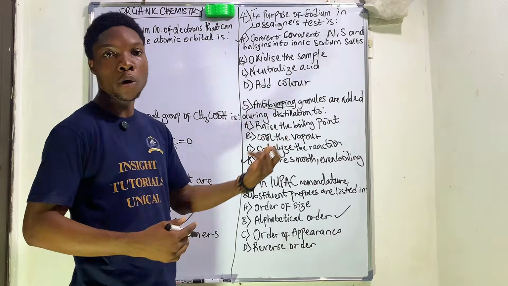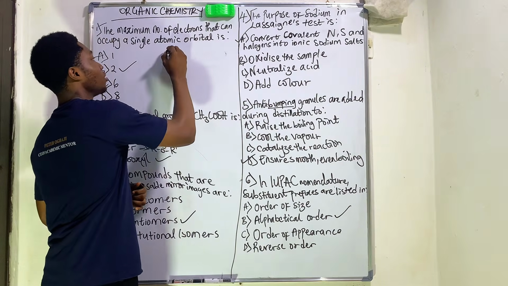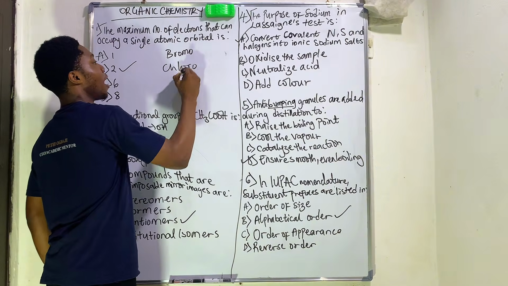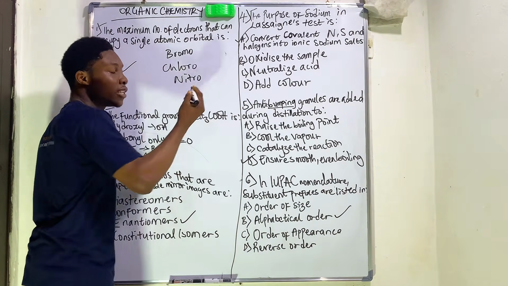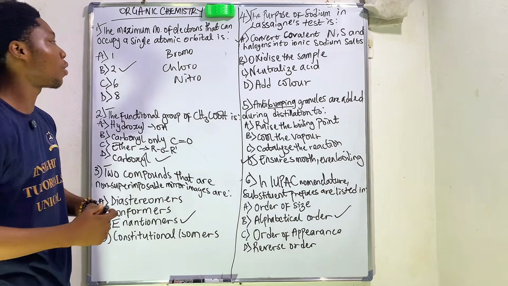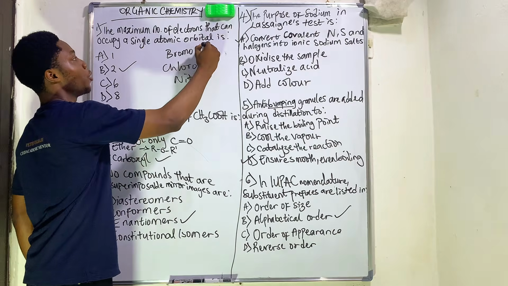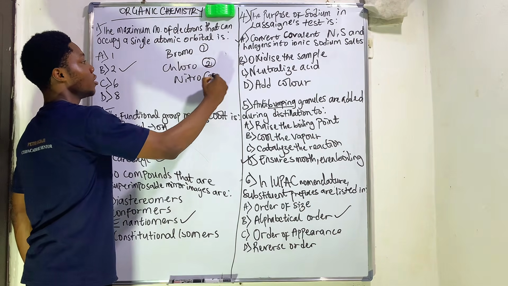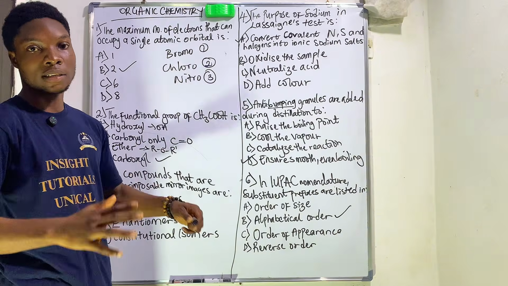So supposing we have bromine, chlorine, and nitrogen, which will be written as bromo, chloro, and nitro, right? These prefixes will be written in alphabetical order. So B comes before C, so bromo will be first. C comes before N, so chloro will be second, and nitro will be last. That is how it works.